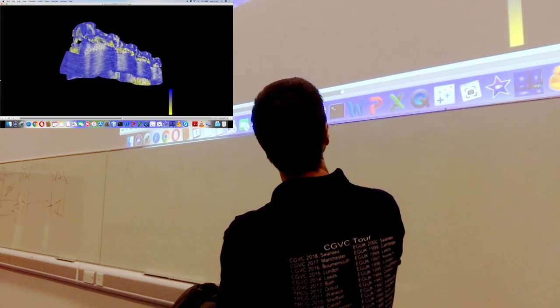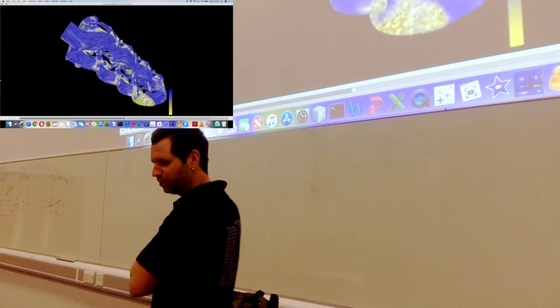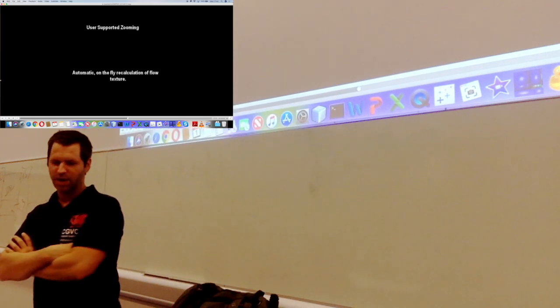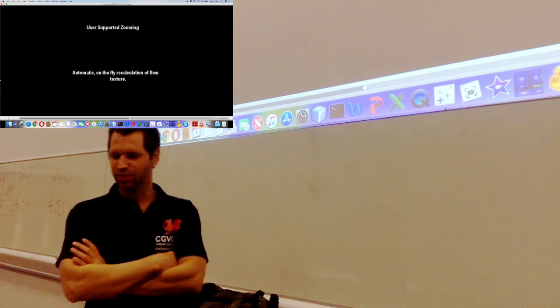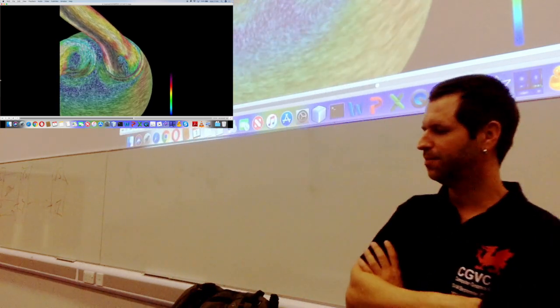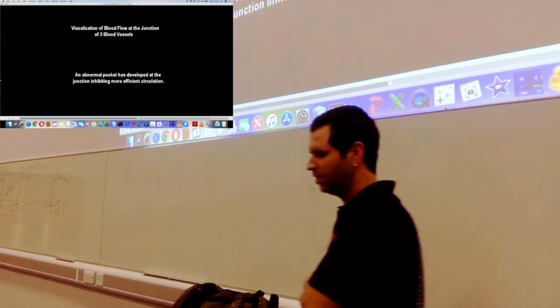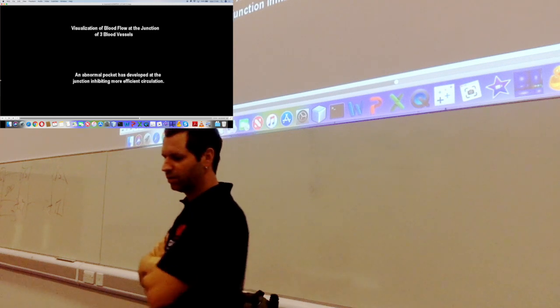This is highlighting areas of low velocity, by the way. It's unusual because usually the high velocity regions are the interesting ones, but this is highlighting areas of low velocity, which are very bad in a cooling jacket. That's what makes your car overheat.